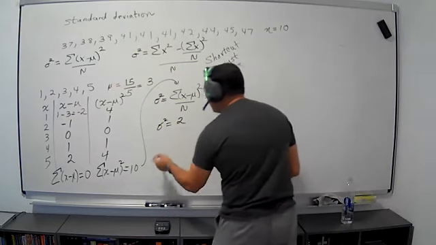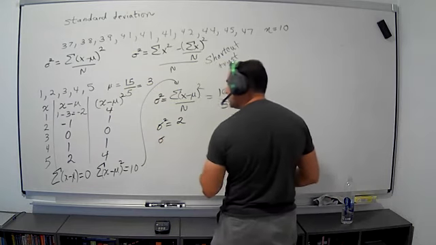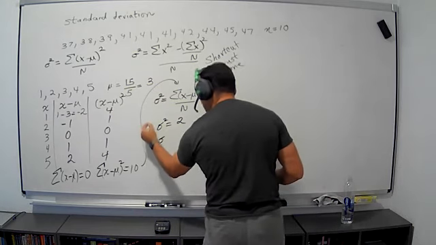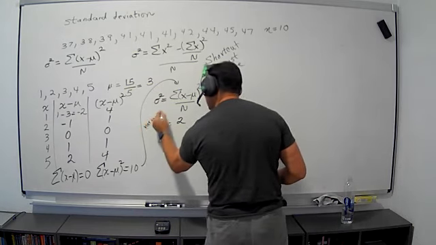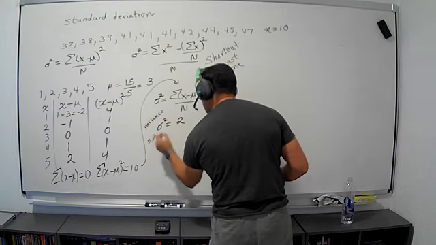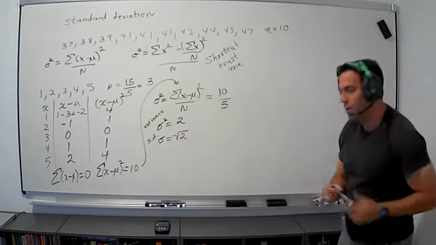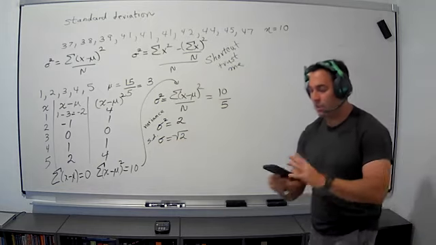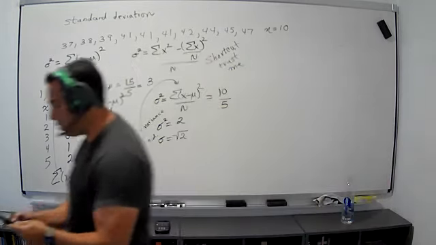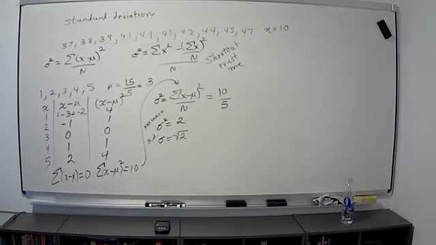Obviously, this is the variance. This is our population variance. But our standard deviation is going to be the square root of 2. Right? That is how I taught you initially. And that took me 2 minutes and 55 seconds. Let's just say 3 minutes. Okay?